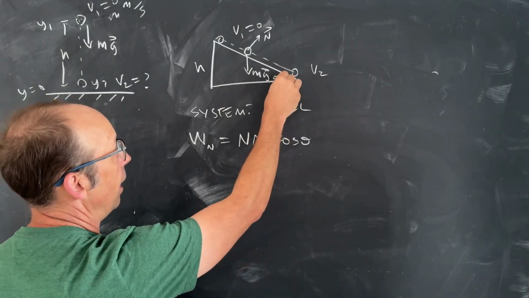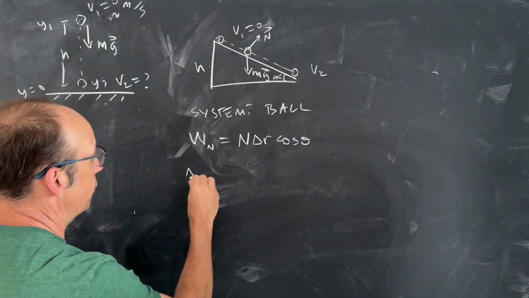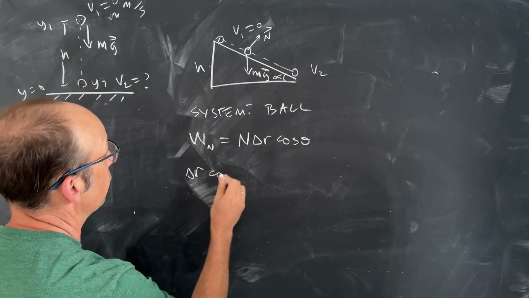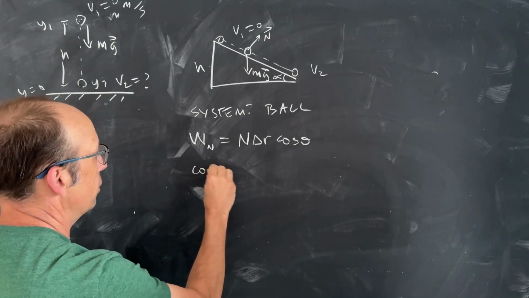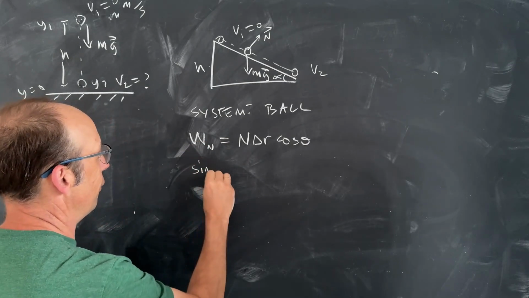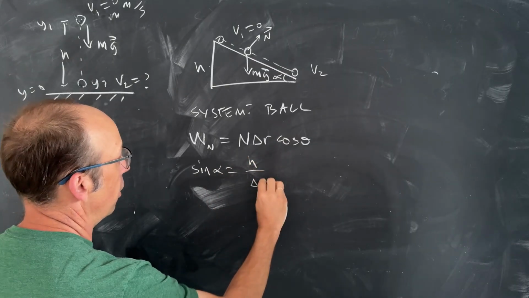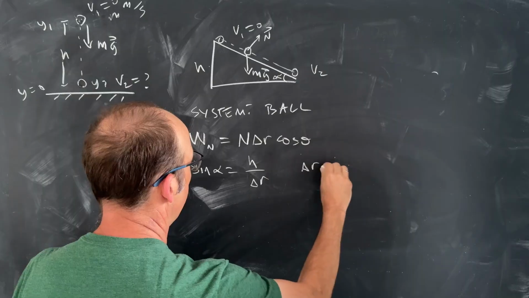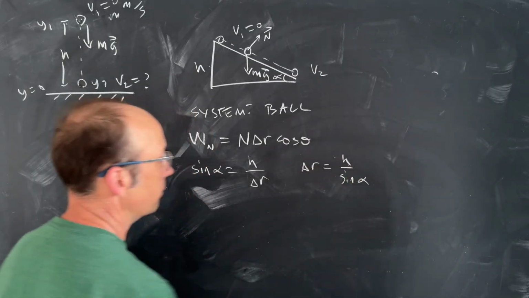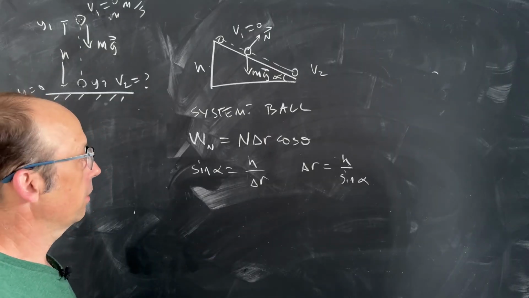So if that's the angle alpha and that's h, then I can say sine of alpha is going to be opposite h over delta R. So delta R is going to be equal to h over sine of alpha. So that's going to go in right there, and we're going to use that in a little bit.